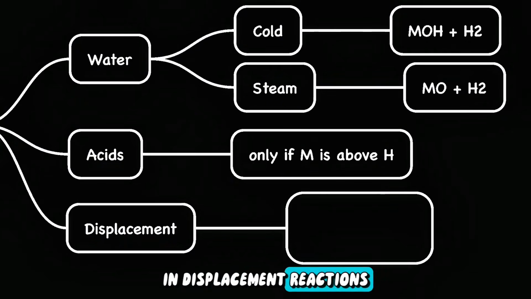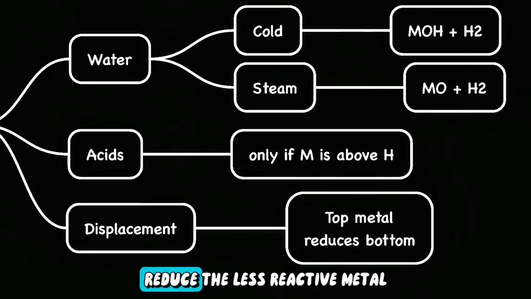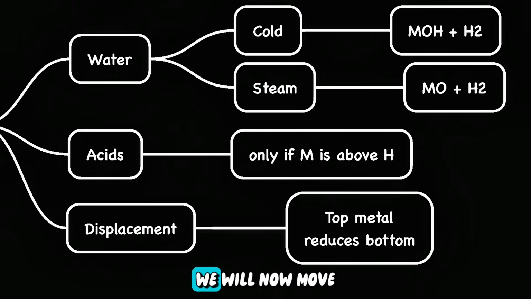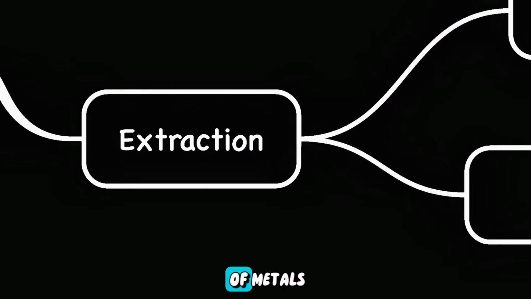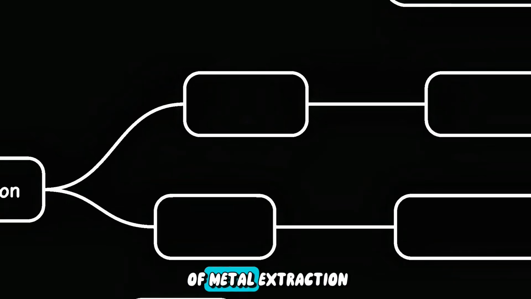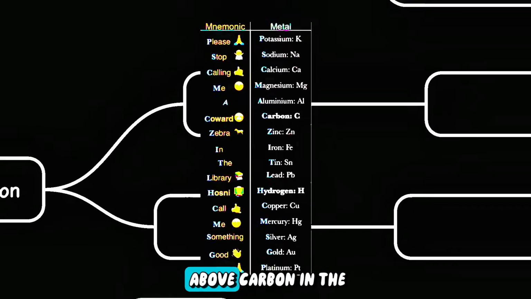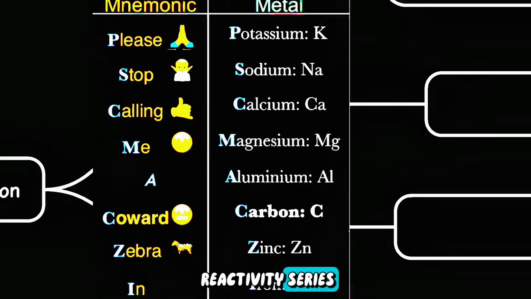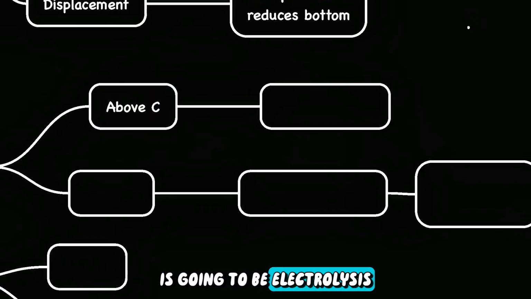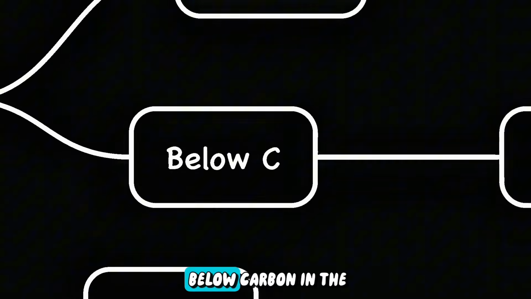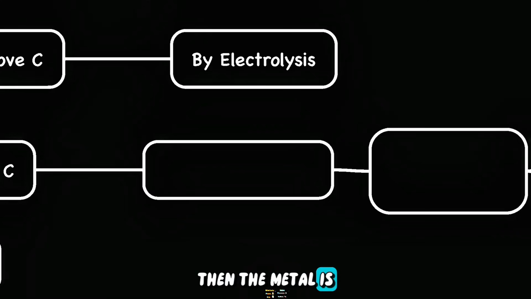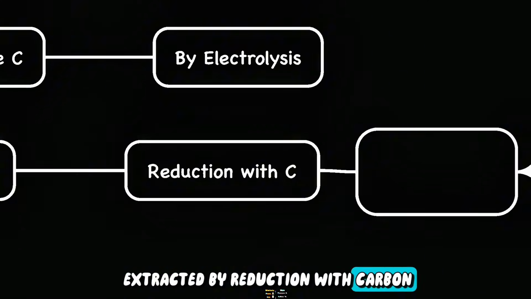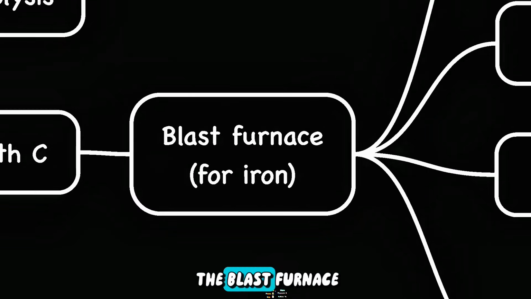In displacement reactions, metals that are more reactive reduce the less reactive metal. We will now move to the most important part of this topic, which is the extraction of metals. To determine the method of metal extraction, you have to check the reactivity series. If the metal is above carbon in the reactivity series, then the method of extraction is going to be electrolysis. If the metal is below carbon in the reactivity series, such as iron, then the metal is extracted by reduction with carbon. Iron is extracted in the blast furnace.